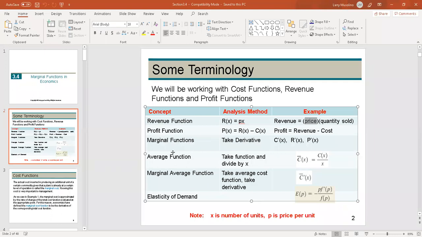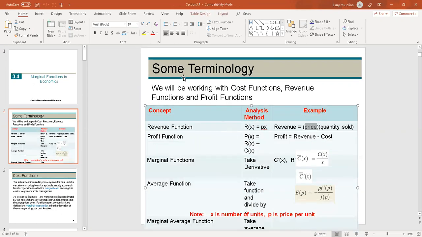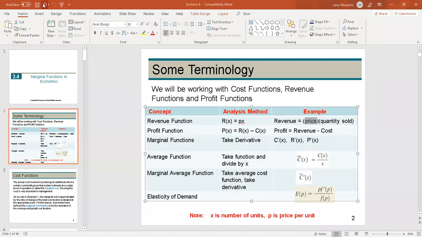Anytime you're interested in marginal functions, and we'll be talking more about this in a few minutes, a marginal function really means take the derivative. So if you wanted to know what is the marginal cost function, you take the derivative of the cost function. The marginal revenue function, notice we're going to notate these with an apostrophe. P prime of X would mean the marginal profit function.